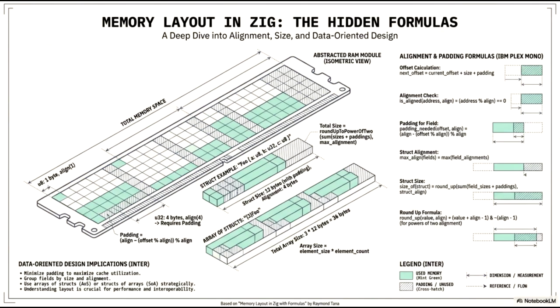By understanding these rules, we can strategically group fields to minimize padding and maximize cache utilization. Choosing between an array of structs or a struct of arrays is not just a stylistic choice, it is a performance decision rooted in these fundamental memory layout principles. Mastering these details is essential for achieving the level of control and interoperability that Zig provides.